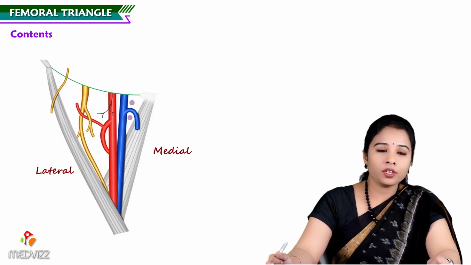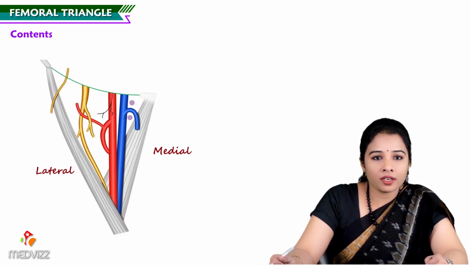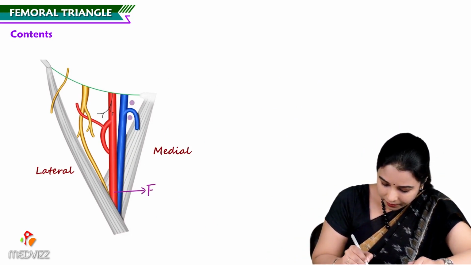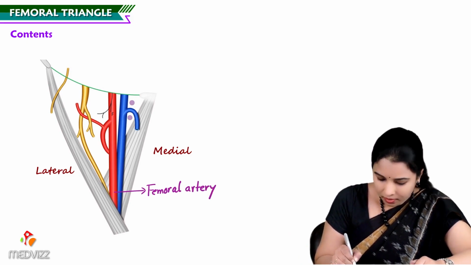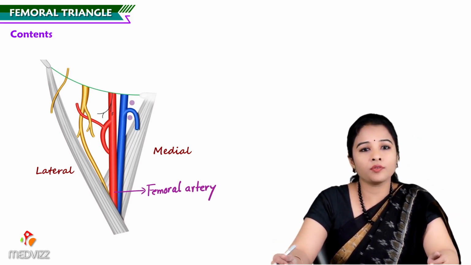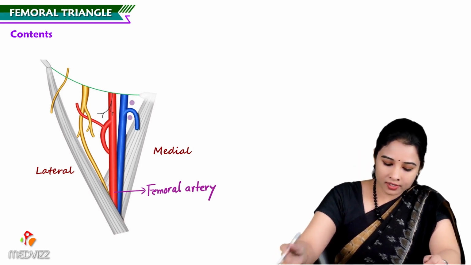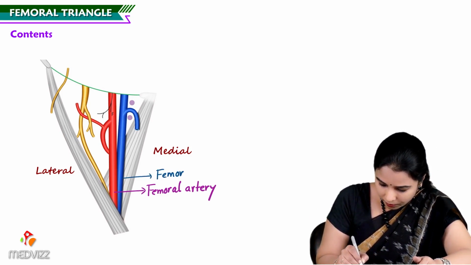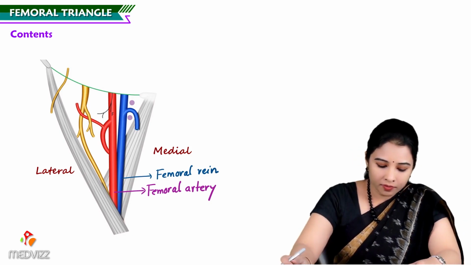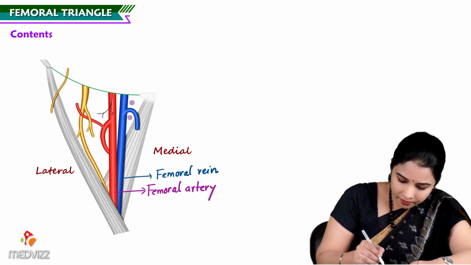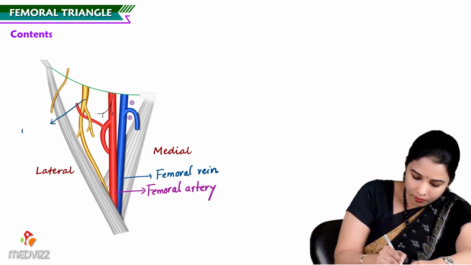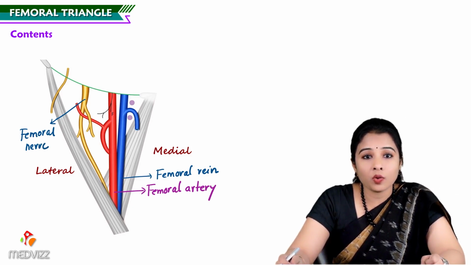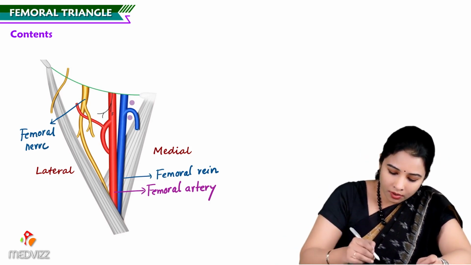Let's see the contents of femoral triangle. The main contents of the femoral triangle are the femoral artery and its branches. This red one is the femoral artery and its branches, which are given off in the femoral triangle. Then femoral vein and its tributaries. Femoral nerve, which is present most laterally in the thigh. This is femoral nerve. And we have some deep inguinal lymph nodes present medial to the femoral vein.